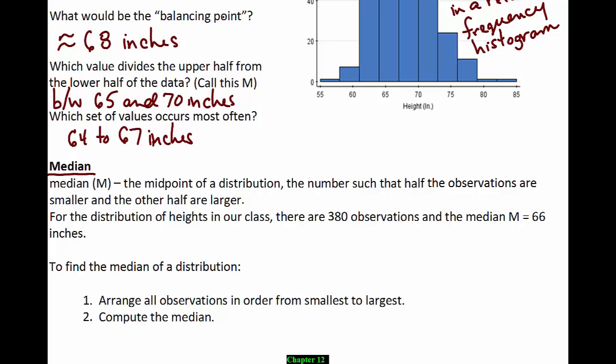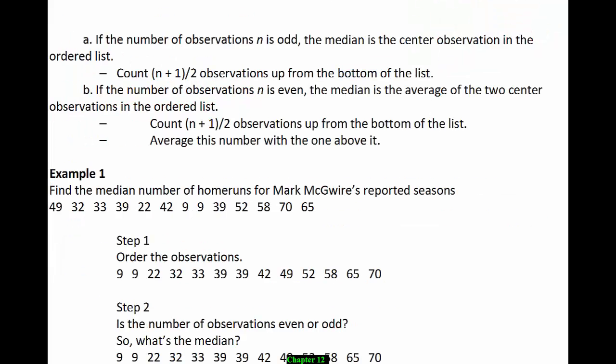How do we find the median? Well, for a large data set like the one we're working with, we'd want to use a computer, of course. But what's the computer doing? It's arranging all the observations in order from smallest to largest, and then continuing the algorithm. If the number of observations n is odd, then the median is the center observation in the ordered list.